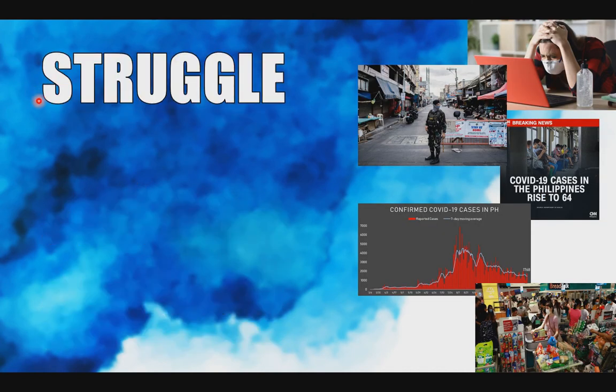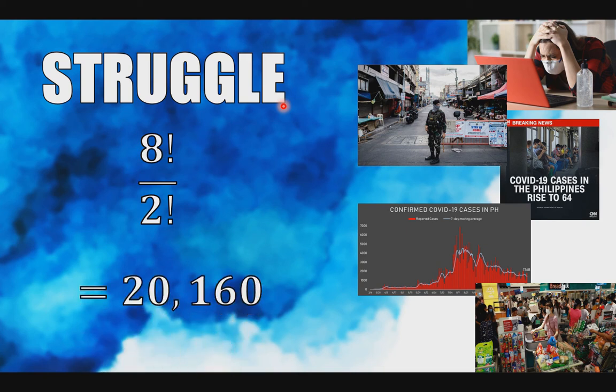Next dito, the word struggle. Ano ang mga letter na umuulit? Letter G lang po. So, ilang letter G? Dalawa. Then, ilang letter lahat? 1, 2, 3, 4, 5, 6, 7, 8. So, 8 letters. So, 8 factorial over 2 factorial, which is equal to 8 times 7 times 6 times 5 times 4 times 3 na lang kasi cancel lang yung 2 factorial. And that is 20,160.